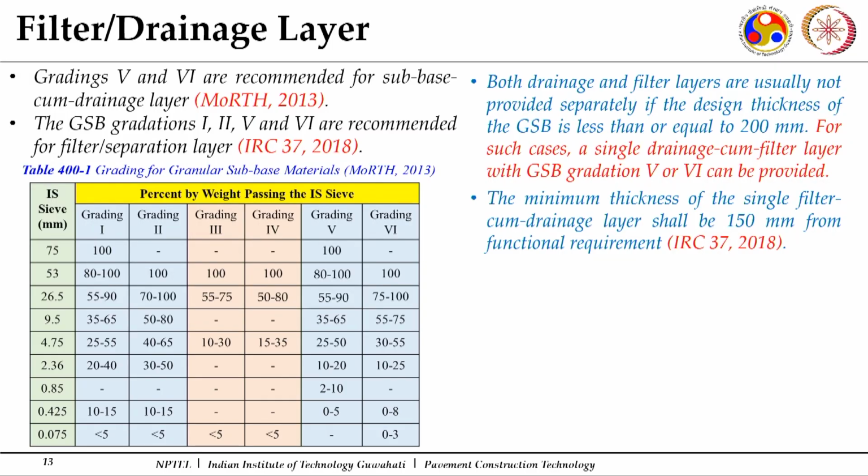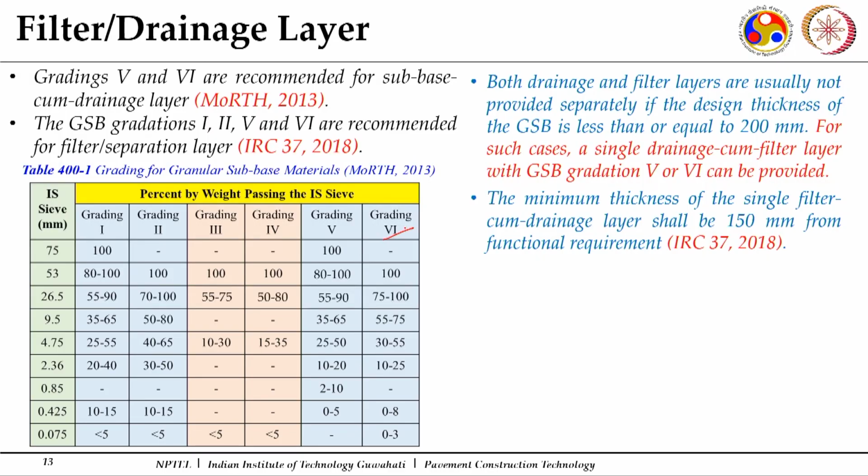Now what type of drainage layer is there? What is a drainage layer? It's a particular kind of aggregate gradation which we take, and that makes that layer capable of draining the water quickly out of it. So MORTH says, as well as IRC 37 says, that grading 6 of the MORTH table, which comes under the granular sub-base course, is good enough to drain the water out of it. So MORTH recommends that grading 5 and 6 are recommended for sub-base cum drainage layer. The GSB gradations 1, 2, 5 and 6 are recommended for filter cum separation layer.